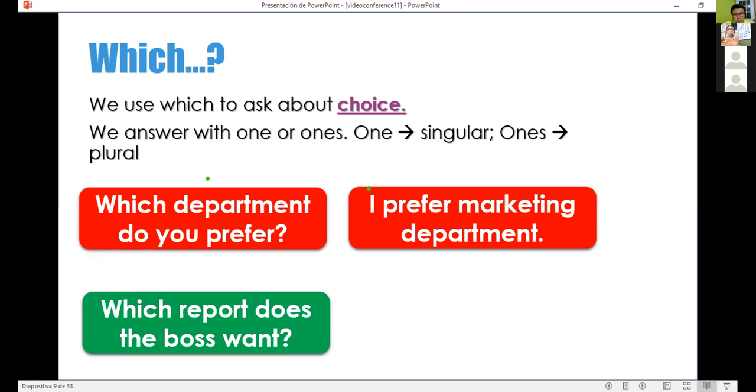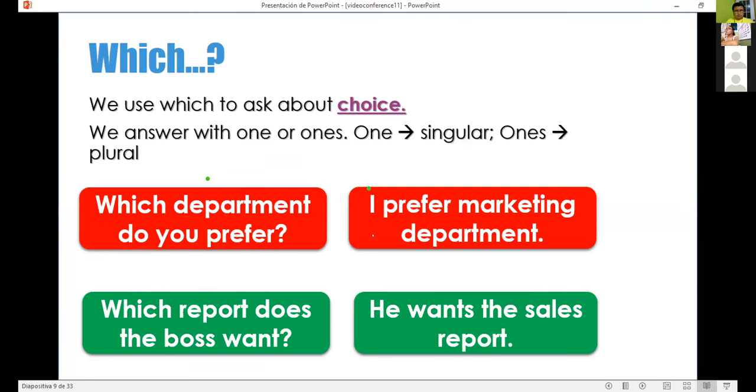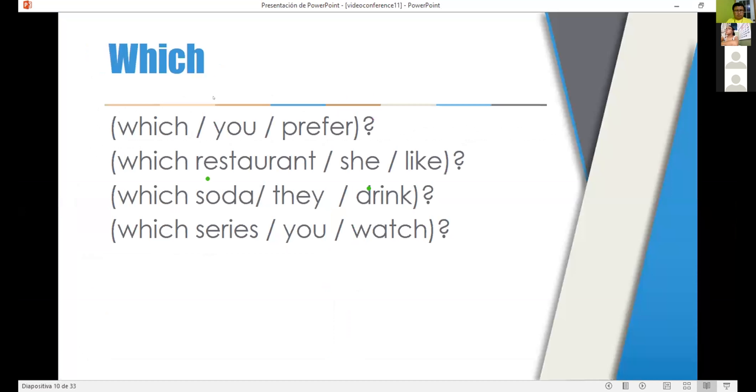Okay. The boss wants the financial report. Yes. Okay. Very good. So I'm seeing here, do you have understanding of this? He wants the sales report. Okay. So in this case, we're going to be doing this one too. Okay. Remember? Put them in the correct order. Okay. Remember, we are missing the auxiliary in these sentences. Okay. So go ahead. When you finish doing them, write them in the chat.